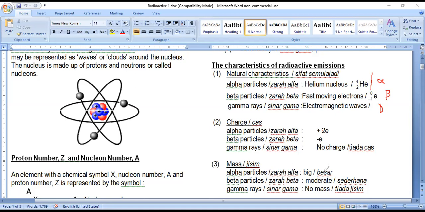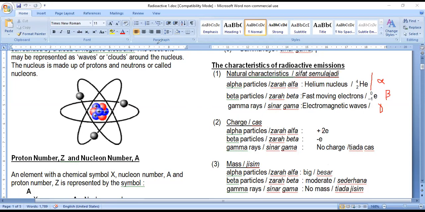Now, in terms of mass, alpha has the biggest mass among the three. Gamma has no mass. Now, why does alpha have bigger mass? Because alpha is positively charged, so it is much heavier. Alpha is much heavier because alpha is the nucleus. Beta, because it's an electron, is lighter.